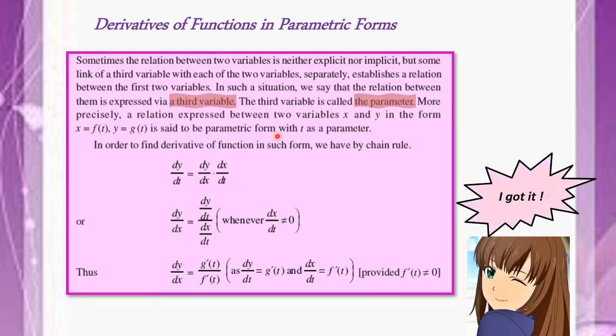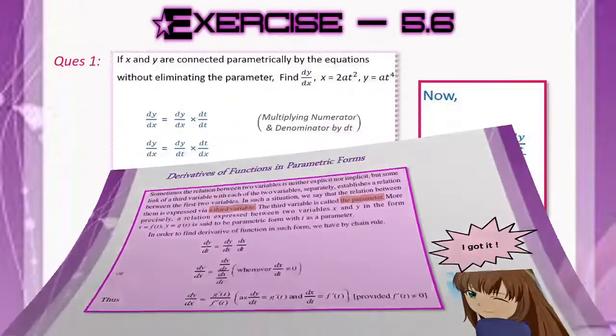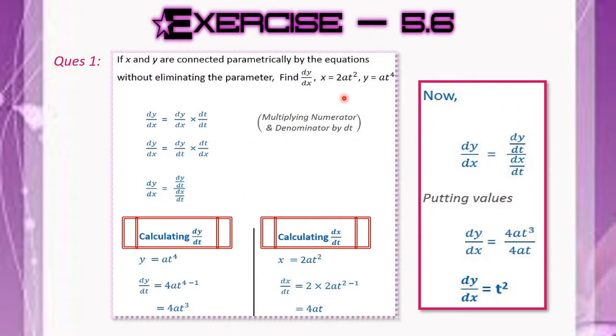More precisely, a relation expressed between two variables x and y is said to be in parametric form with t as parameter if x is given in terms of t and y is also given in terms of t. And if we have to find dy by dx, it can be calculated in this way: dy by dt upon dx by dt. Let's discuss a few questions related to it.